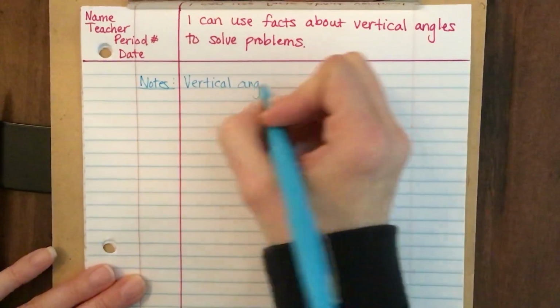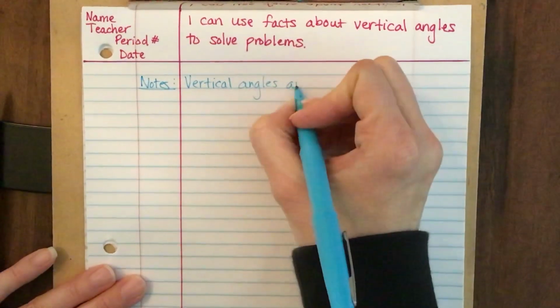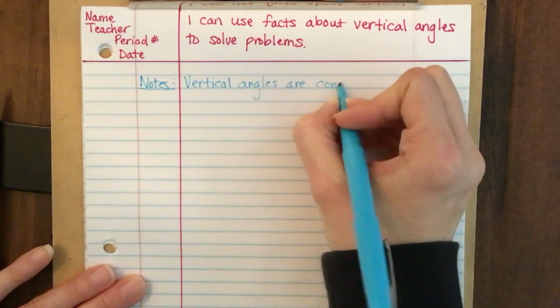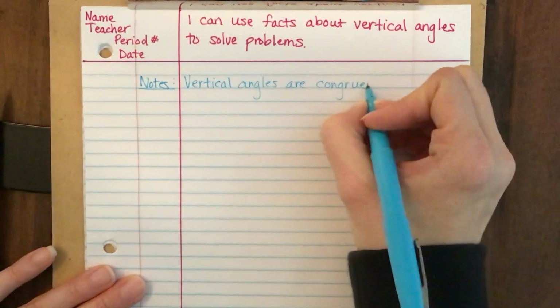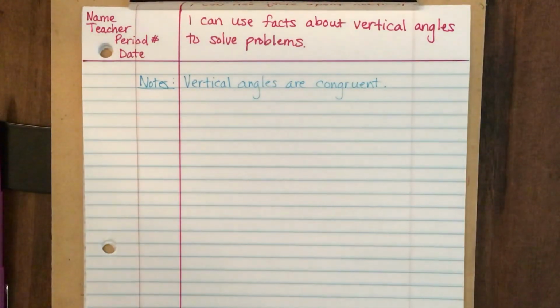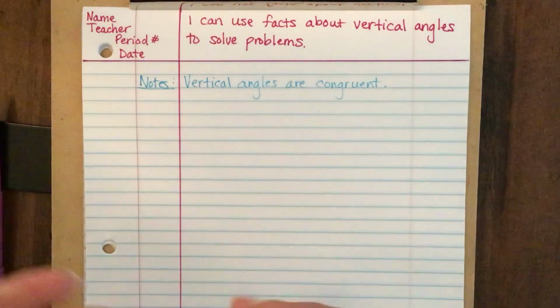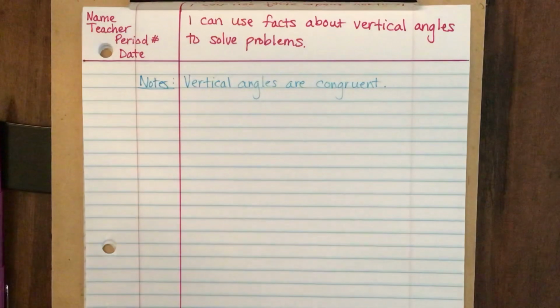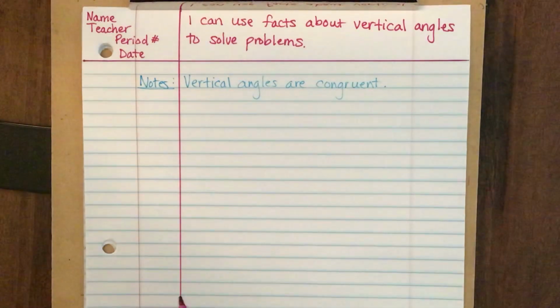Vertical angles are congruent. That is different than the problems that we've been solving so far. We've been doing supplementary, complementary, and adjacent angles, where the angles would add together to either equal 90 degrees, 180 degrees, or whatever the two adjacent angles add to. Vertical angles are a little bit different.